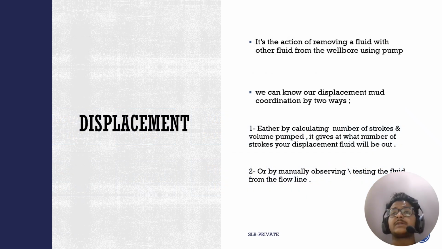Displacement. Displacement is the action of removing a fluid with another fluid from the wellbore using a pump. We can know displacement coordination in two ways. Either by calculating the number of strokes and volume pumped, it gives us the number of strokes at which your displacement fluid will be out. Or by manually observing or testing the fluid from the flow line. You just go to the flow line and use your equipment to test, such as mud weight balance or the electric stability meter. You can figure it out, or also by color or by smell, depending on the fluid you have. You can know what's there and what's still in the well.